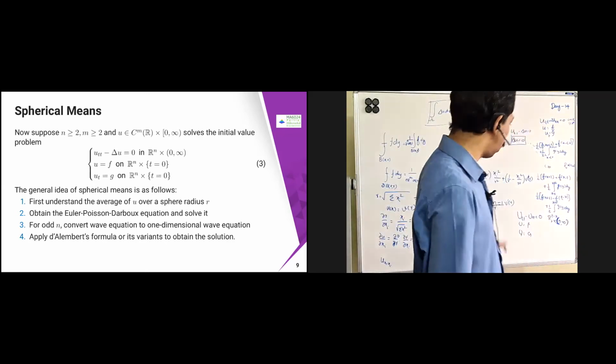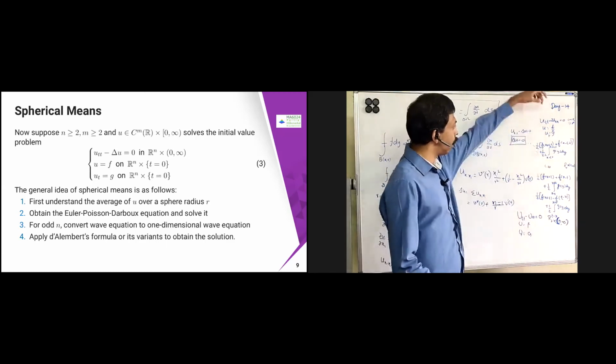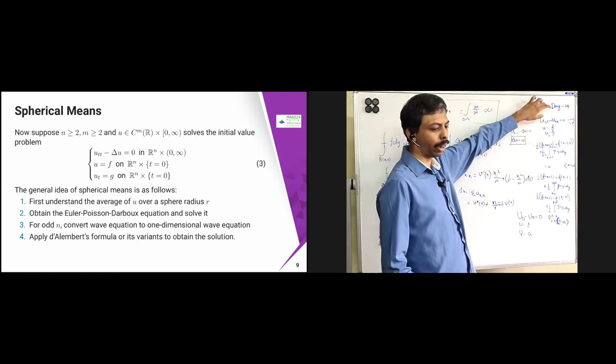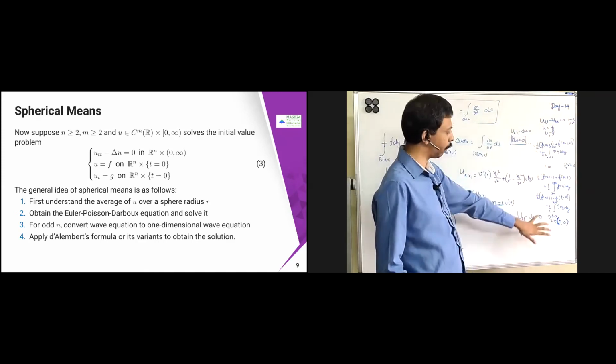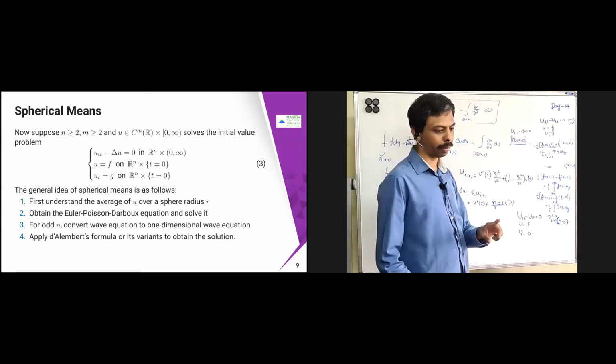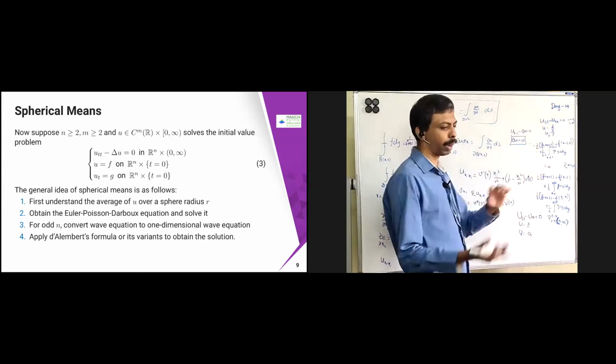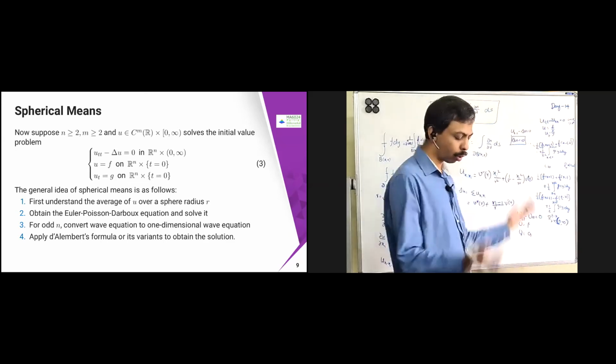Once I transform it over here, I know how to solve it in my one-dimensional case. Then I will just use that. I will convert that equation, so for R^n I will convert that wave equation to a one-dimensional wave equation. Then I will apply the D'Alembert formula and bring it back to the original setup. That's the idea.